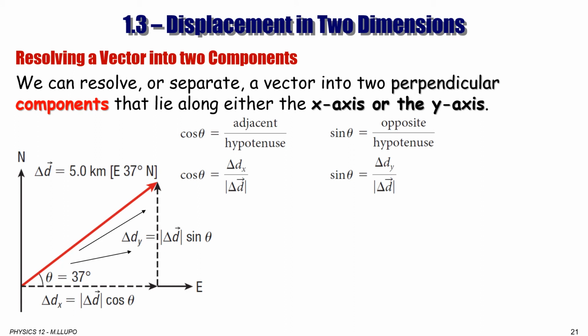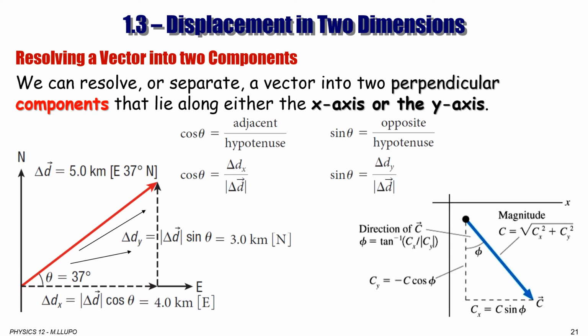And where those sine and cosine came from, remember SOHCAHTOA. Cosine theta is adjacent over hypotenuse. Sine theta is opposite over hypotenuse. In this case, we have cosine theta equals delta dx divided by delta d, which is the hypotenuse, and sine theta is delta dy over delta d. If you found that it is 3 kilometers north and 4 kilometers east, you are right.